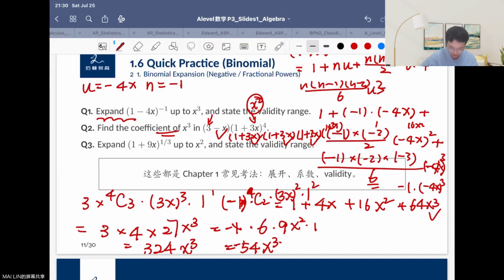So the answer here is 324x cubed plus negative 54x cubed. That is 270x cubed, right? So we can say the coefficient of x cubed is 270.